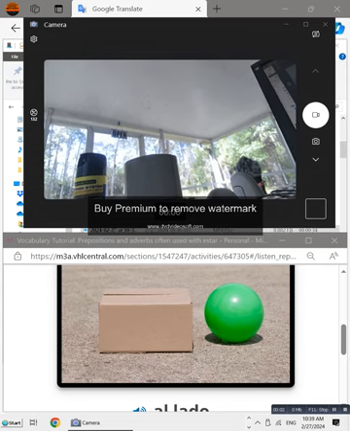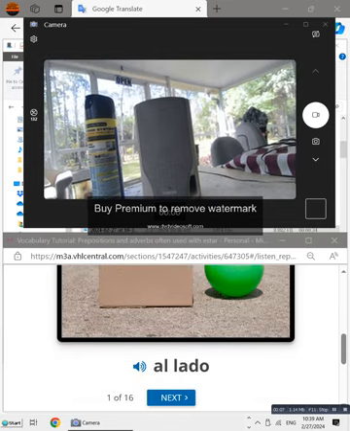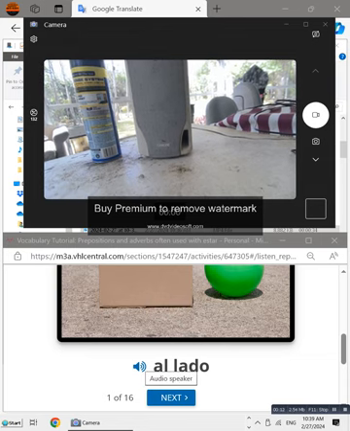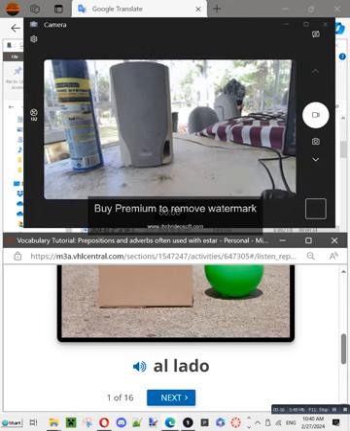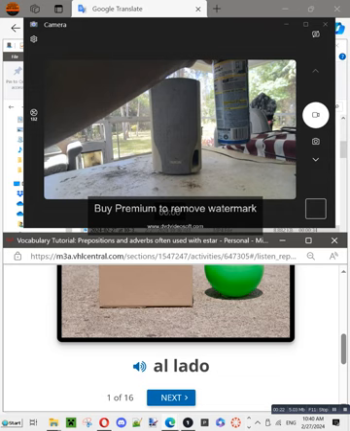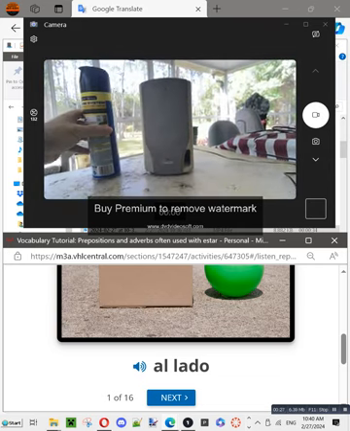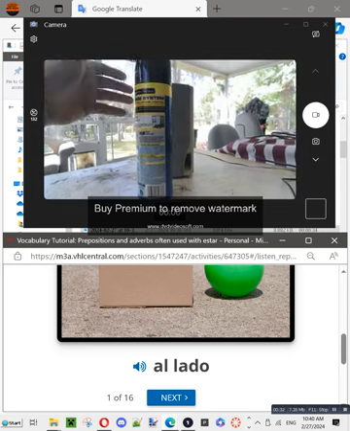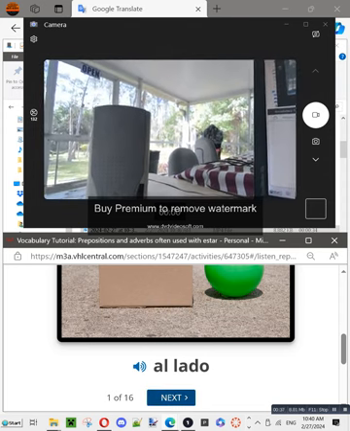Okay, I think I have it set up, so let's try it out. I've been having trouble with these, so I figure if I do it slowly, maybe I'll have better luck. So this means nearby. Al lado. Let's try it. Es al lado. No es al lado. Es al lado. No es al lado. Okay, I think I have that one.